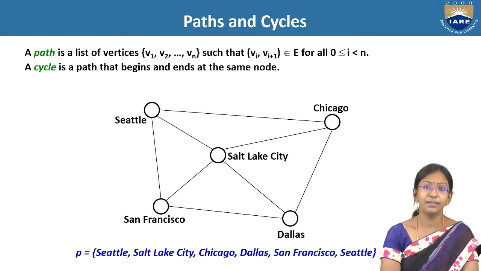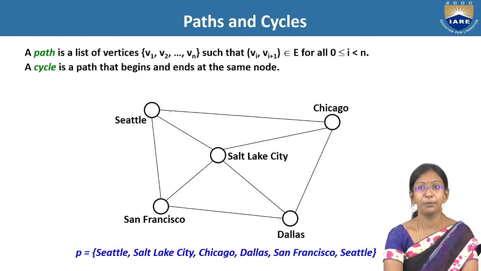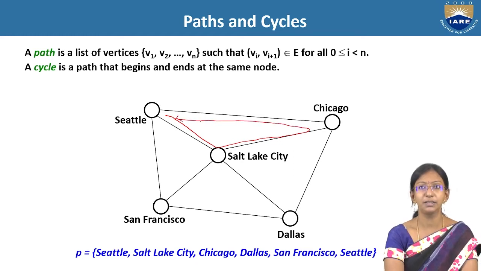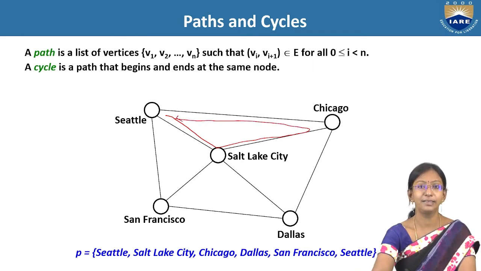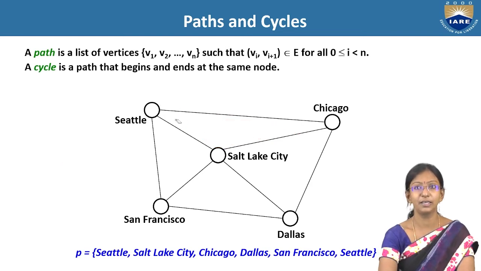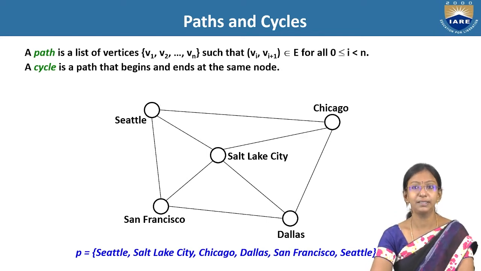Then what do you mean by cycle? A cycle is a path that begins and ends at the same node. For example, if you start at Seattle, go to Salt Lake, then Chicago, and again to Seattle, this is nothing but a cycle. You started at Seattle and ended at Seattle. Your source and destination is Seattle, right? That is nothing but a cycle.